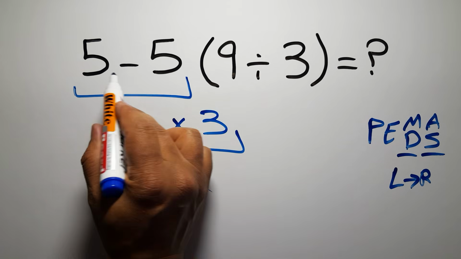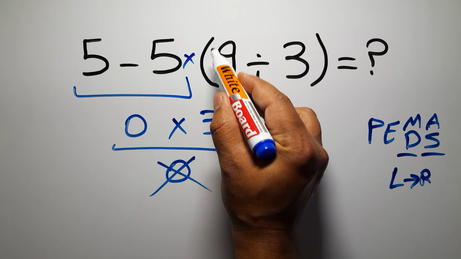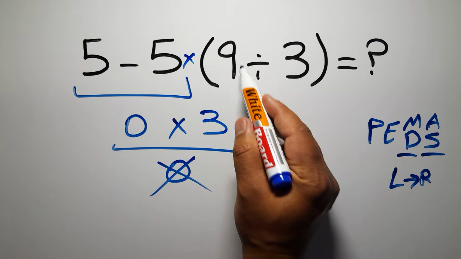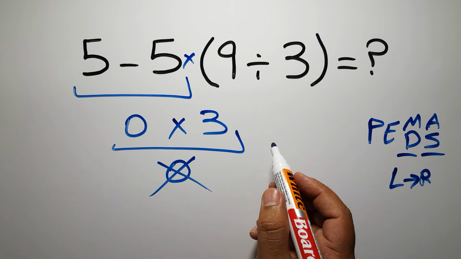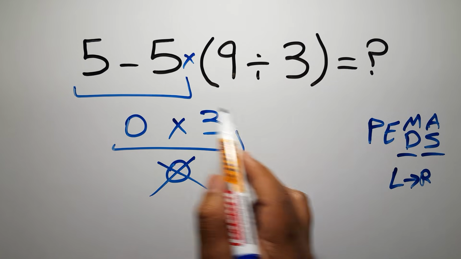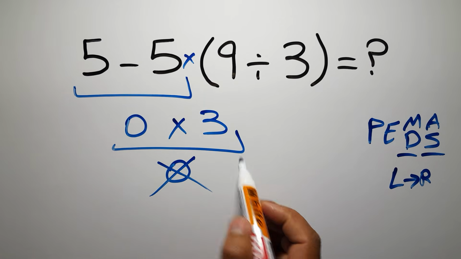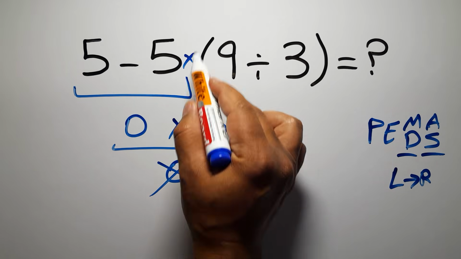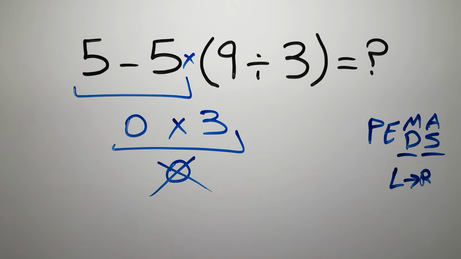In this expression, we have one subtraction, one multiplication, one parenthesis. Inside this parenthesis, we have one division. Okay, so first we have to do this parenthesis, then this multiplication, and finally this subtraction. If you do this subtraction before this multiplication or this parenthesis, it is wrong.